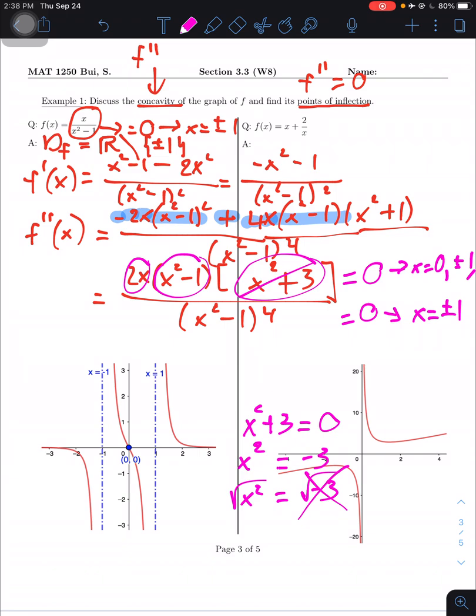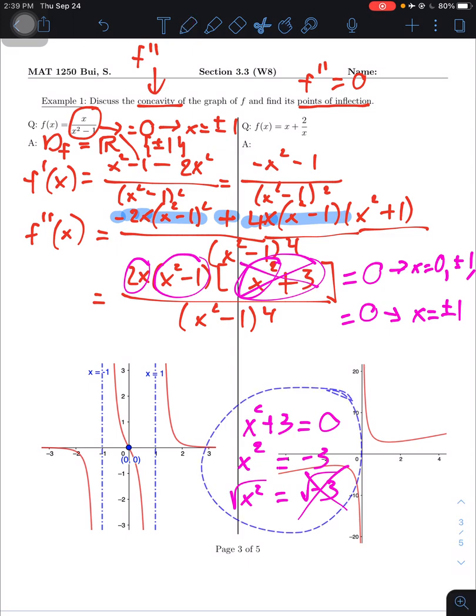Because it's always positive. Okay, and if you want to think about it, if you square a number, no matter what value that number is, you square it up, you're gonna get a positive number, right? And then you add 3 to it, which makes it even more positive. So you can disregard this term in here. Okay.